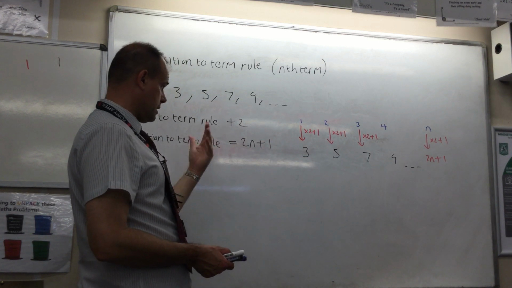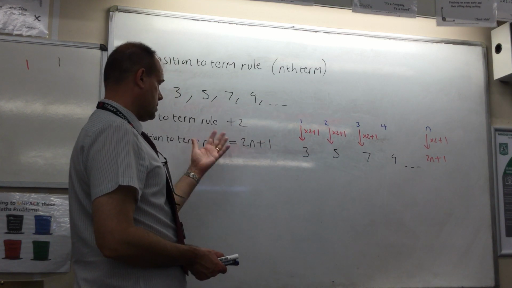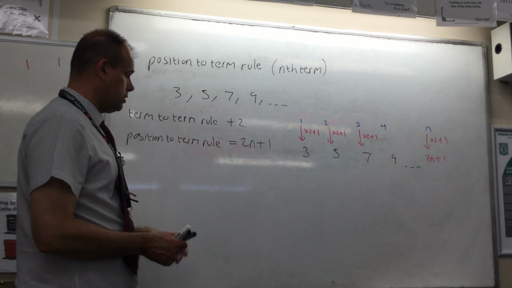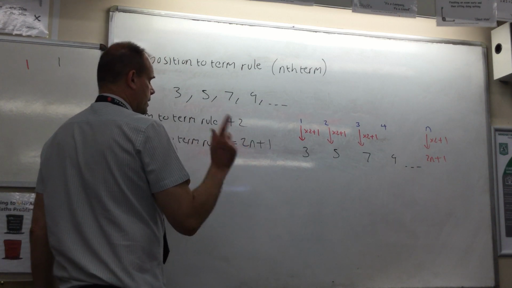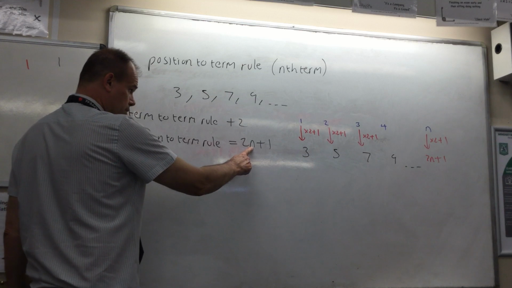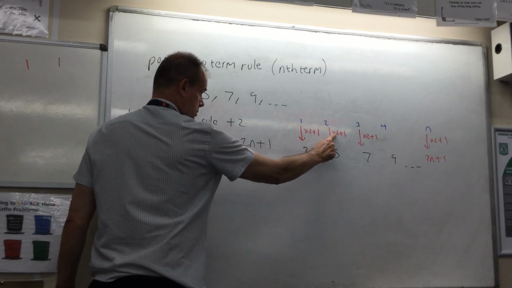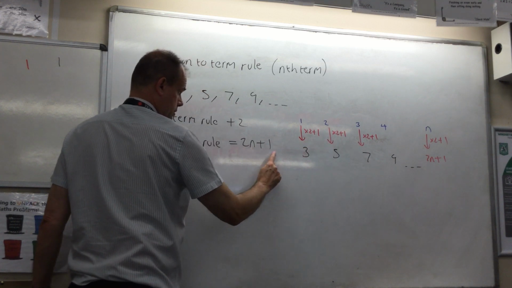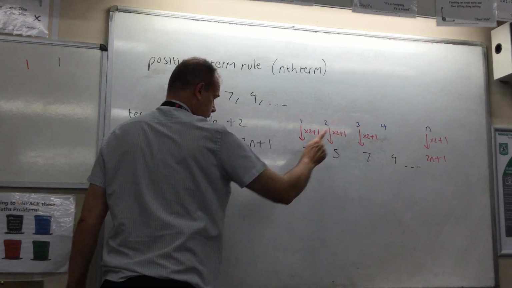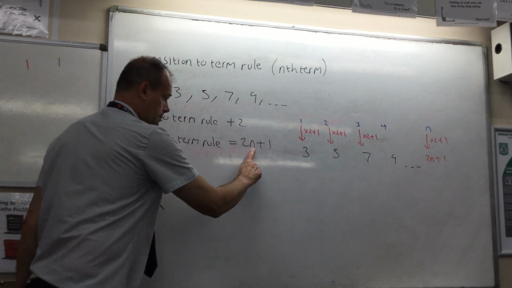Put number 2 in now to get the second term. Remember that n is the position. So I want the second term. You put 2 in. 2 times 2 is 4. Add 1. 2 times 2 add 1 gives you 5. Put 3 in. What 3 will do is that n is the position.